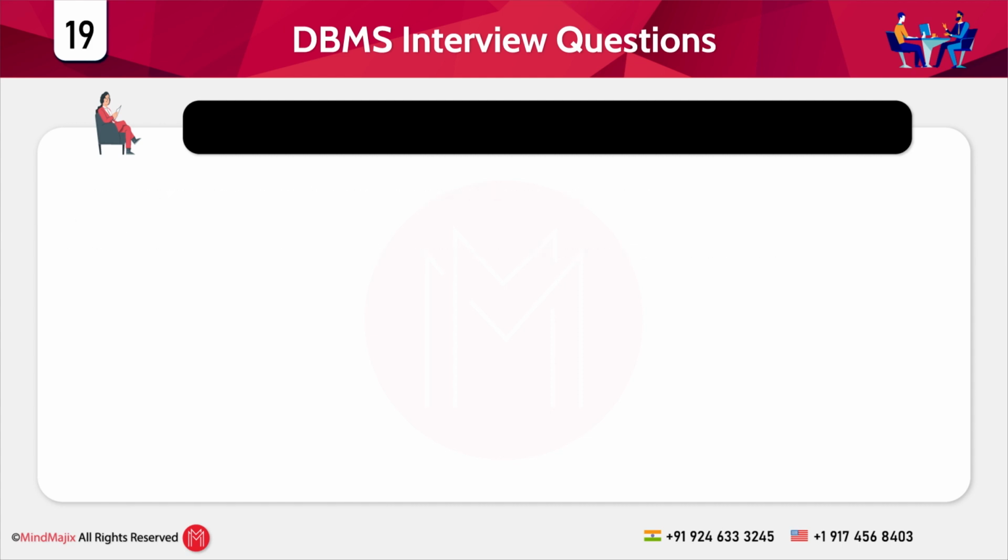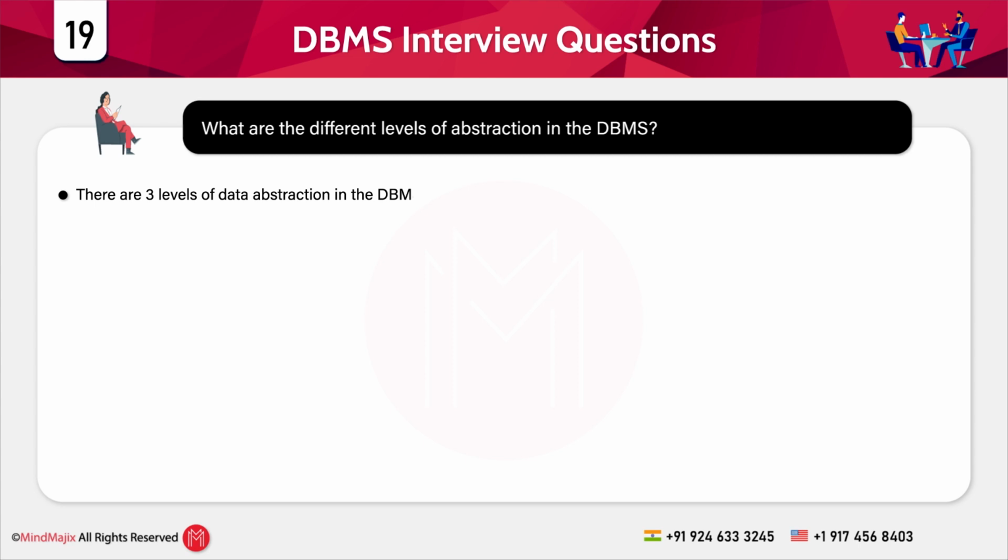The next question is, what are the different levels of abstraction that are available in DBMS? So guys, there are basically three levels of abstraction available in DBMS, and they are the physical level, logical level, and the view level. If you talk about the physical level, this is the lowest level of data abstraction, which states how the data is stored in the database.